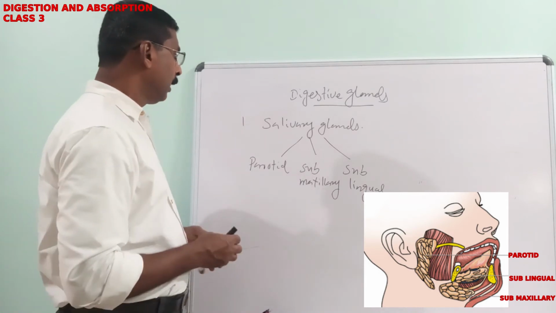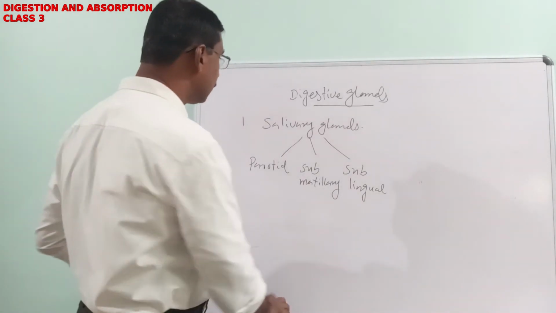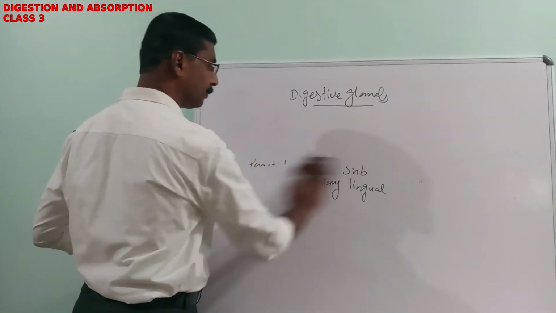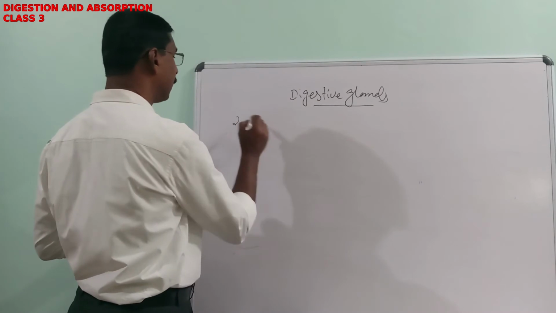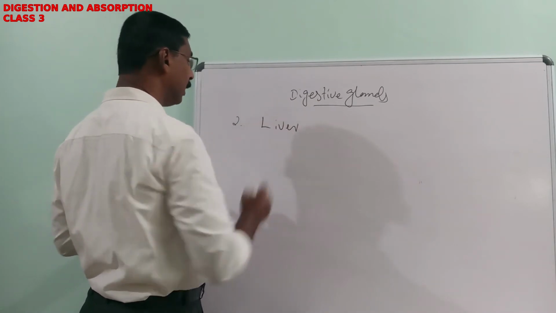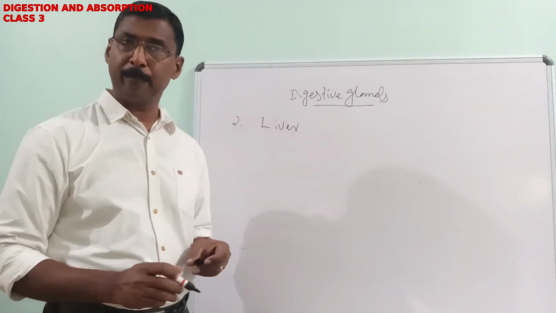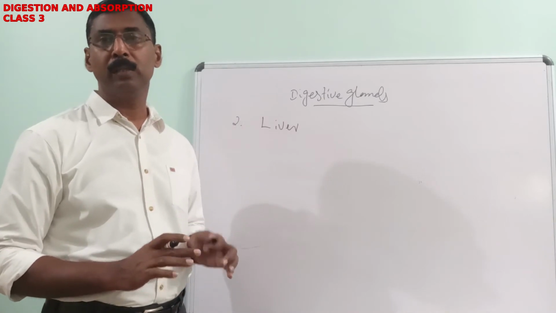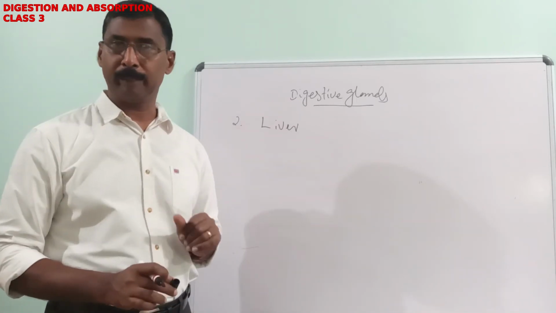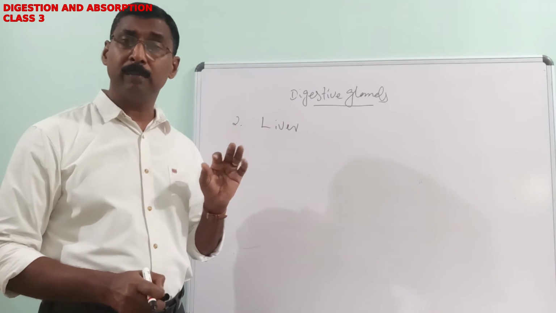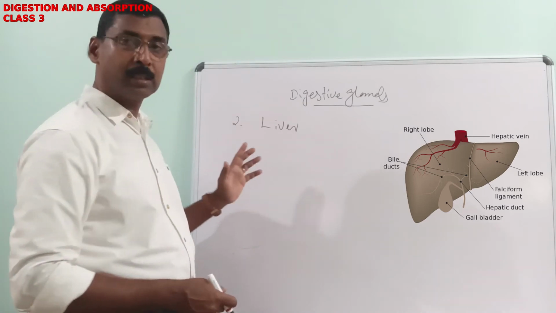Okay. Now the second gland is liver. Liver is not only a digestive gland. One of the functions of the liver is to act as a digestive gland. There are so many other functions. Liver is the largest gland in our body. Apart from helping in digestion, it has so many other functions also.